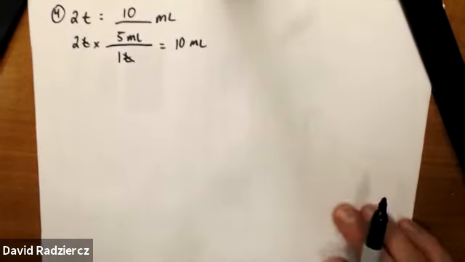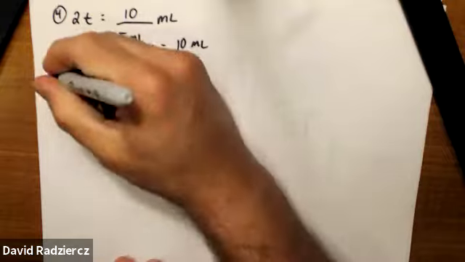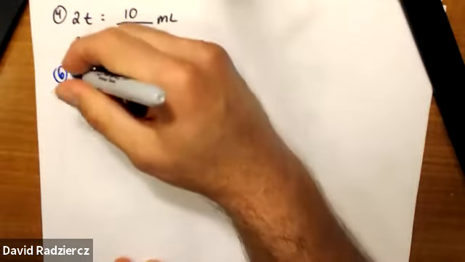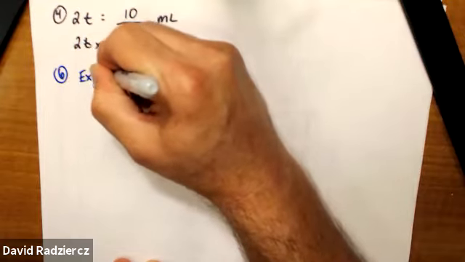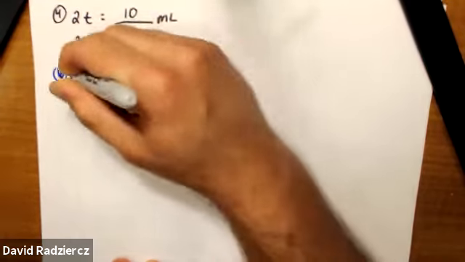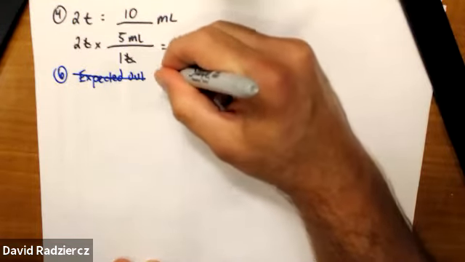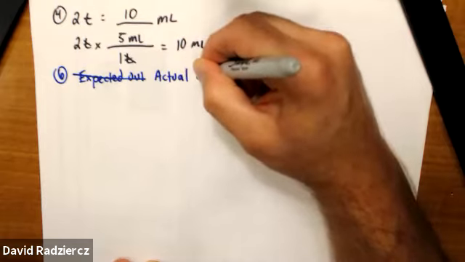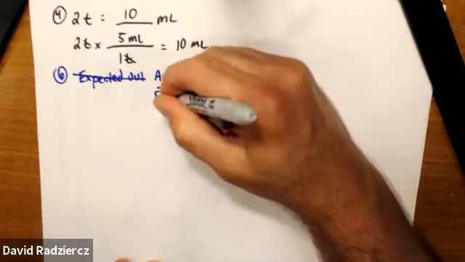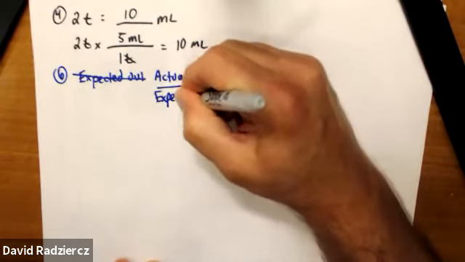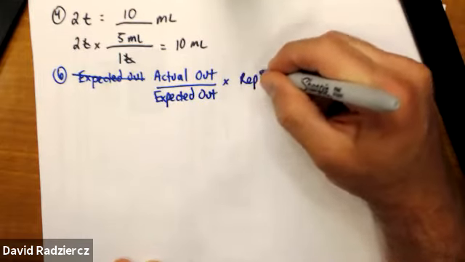So the way I do this question that might be helpful for you is I set it up with the, I call it the expected output, oops, that is not what I want to write. The actual out over the expected out times the replacement.